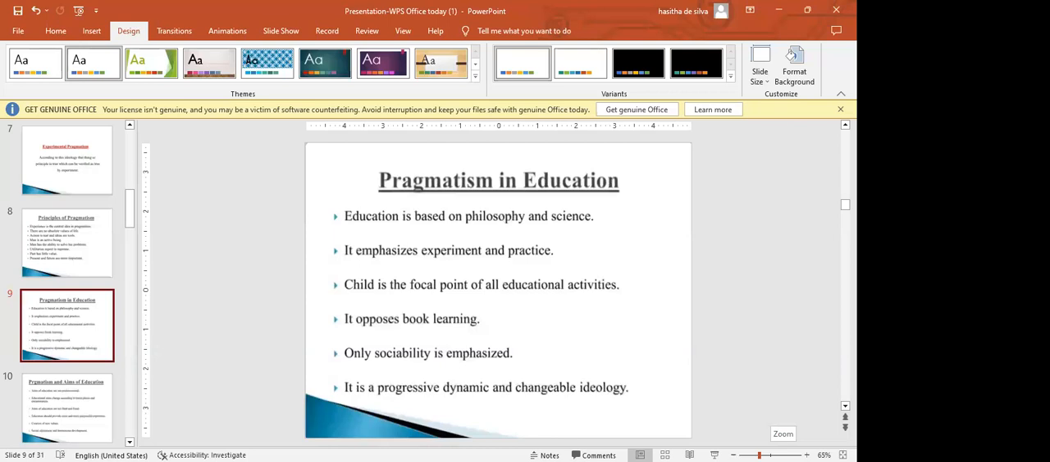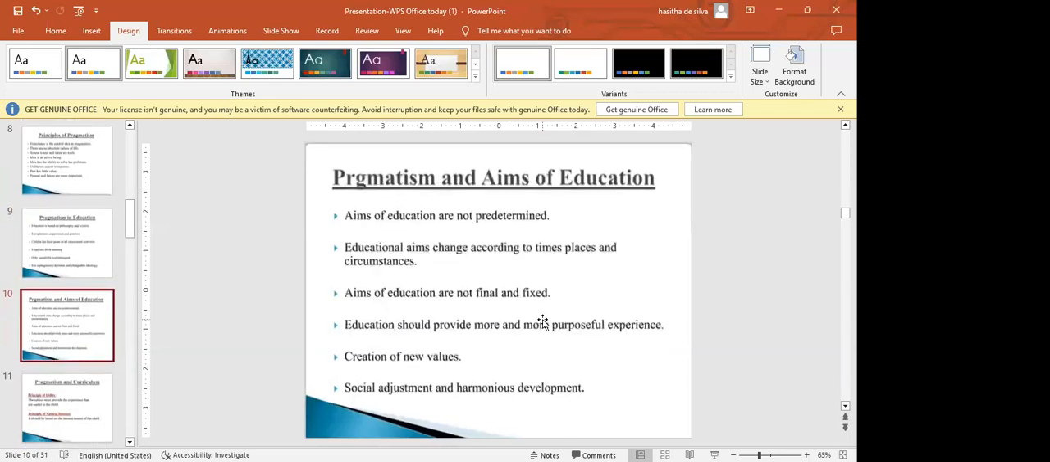The important points included in this slide show the importance of pragmatism in education. First is education based on philosophy and science. It emphasizes experiment and practice, and the child is considered the important focal point for all educational activities. It opposes passive learning and encourages active learning. Only sociability is emphasized, and it's a progressive, dynamic, and changeable ideology. I think you will be able to understand these points.